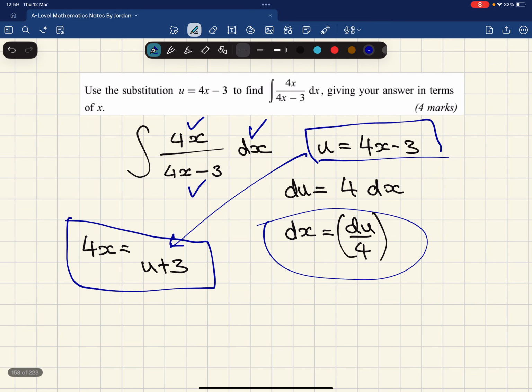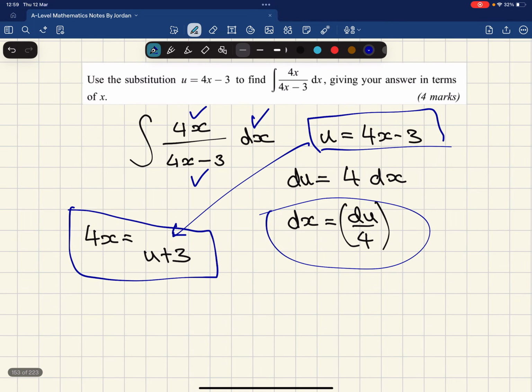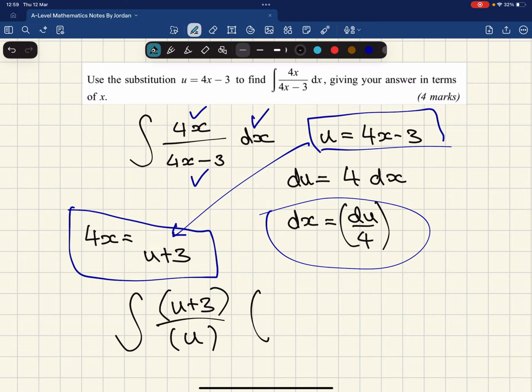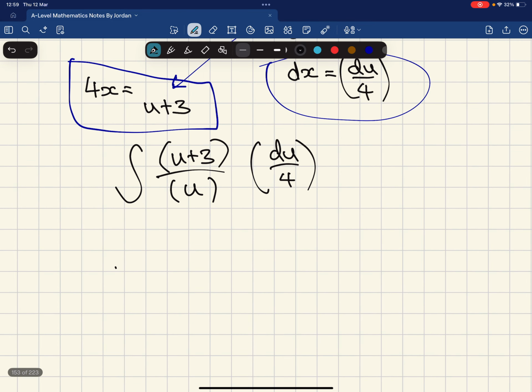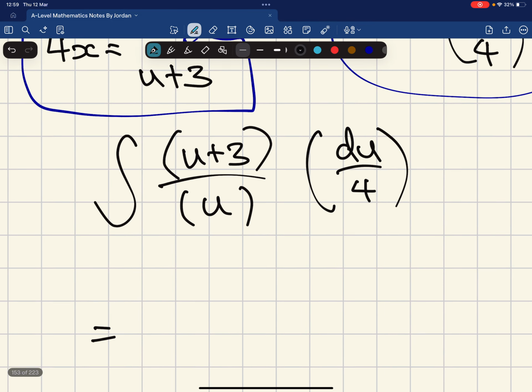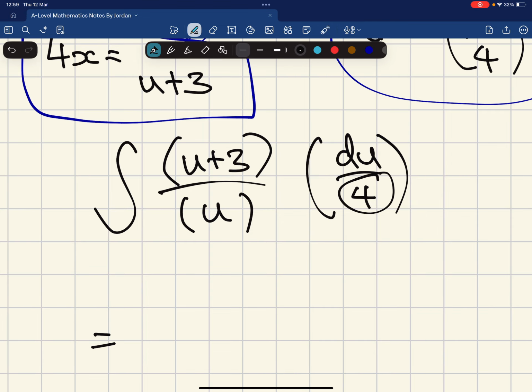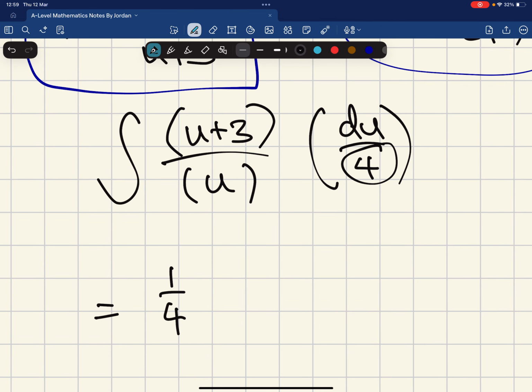So we just need to whack these 3 parts in and substitute again. So 4x is going to be u plus 3 at the top. The 4x minus 3 at the bottom is just going to be u. And the dx itself will be du over 4. So first thing I would do is pull out that 1/4 at the front. That's sorted that bit out.